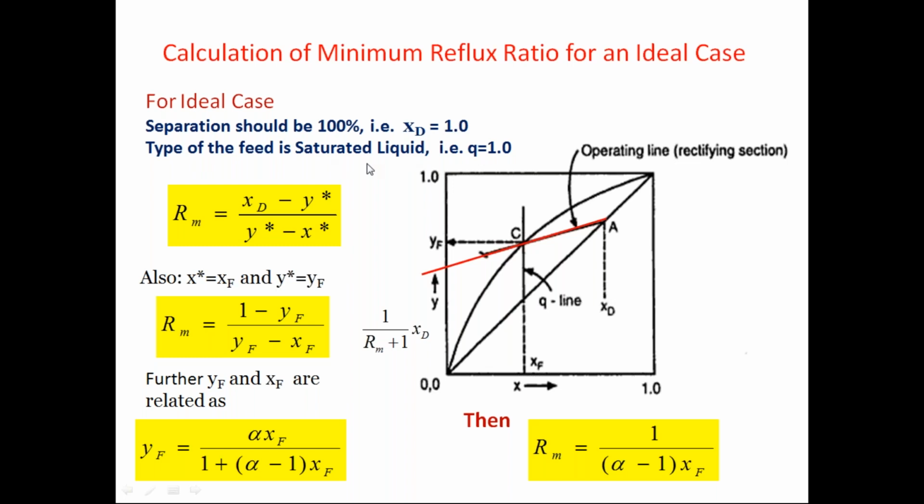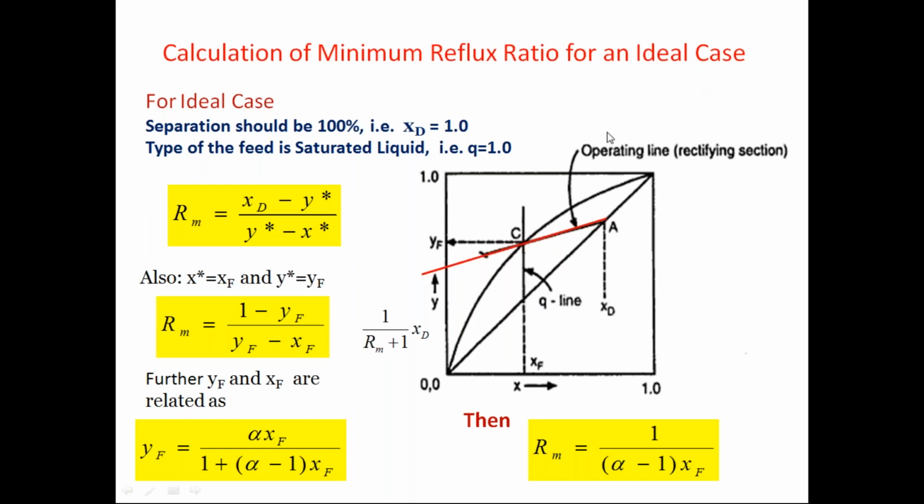Then the type of the feed is saturated liquid, because usually the saturated liquid in the process industries is called the ideal feed, because it doesn't change the liquid stream. And saturated vapor requires very high energies. So we will usually say that saturated liquid is the ideal feed. The ideal feed and ideal separation, the combination of these two, is called the ideal case.